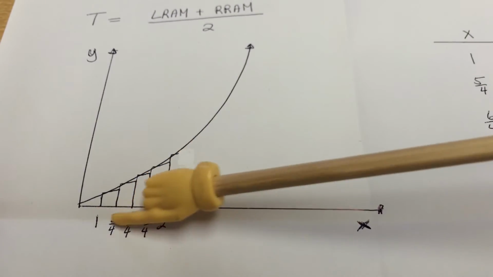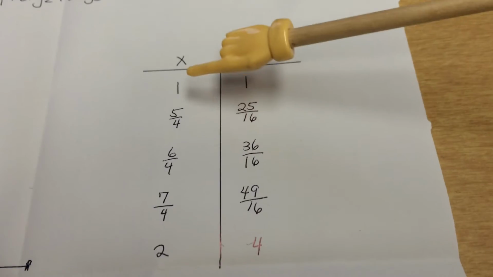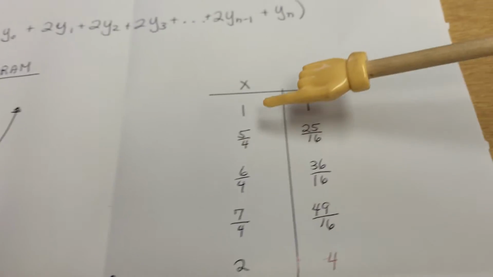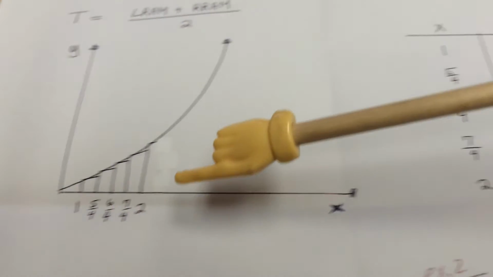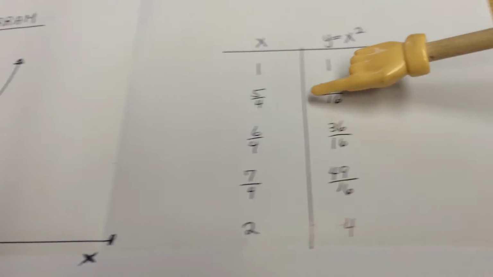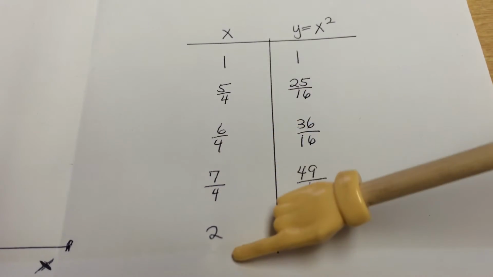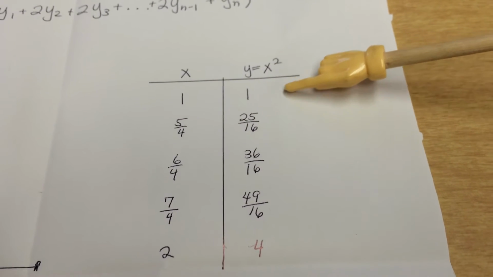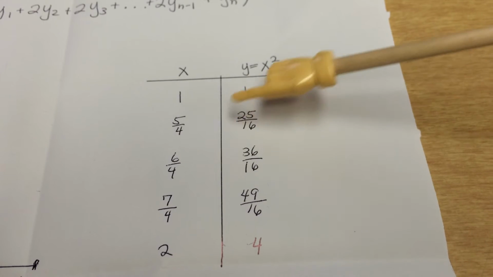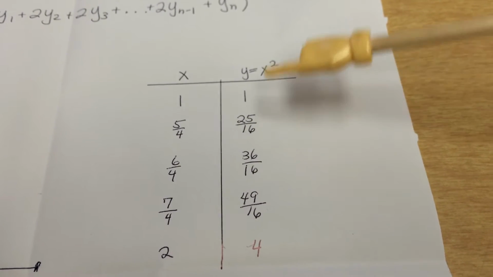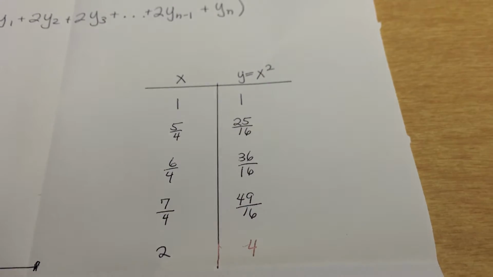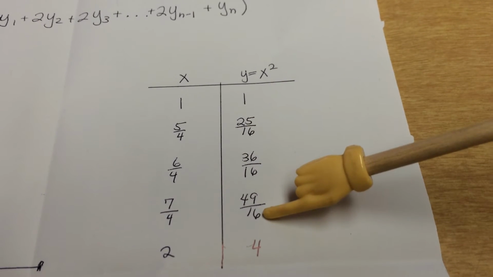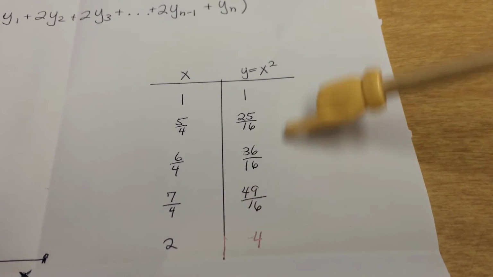So I'm going to take each of these numbers and put them into table format. I have a 1 right there, 5 over 4, 6 over 4, 7 over 4, and the 2. So if I substitute this into this equation right here, 1 squared is 1, 5 over 4 squared is 25 over 16, 6 over 4 squared is 36 over 16, 7 over 4 squared is 49 over 16, and then 2 squared is 4.